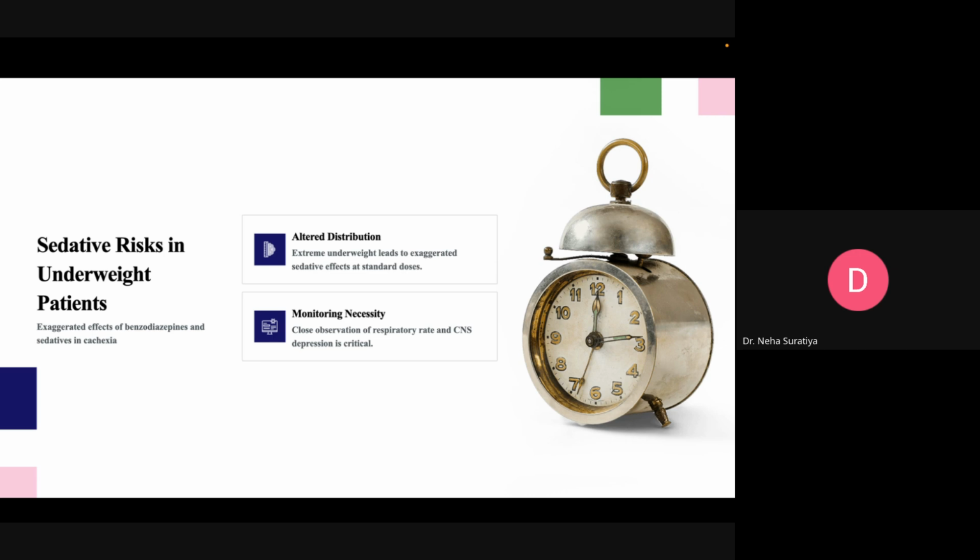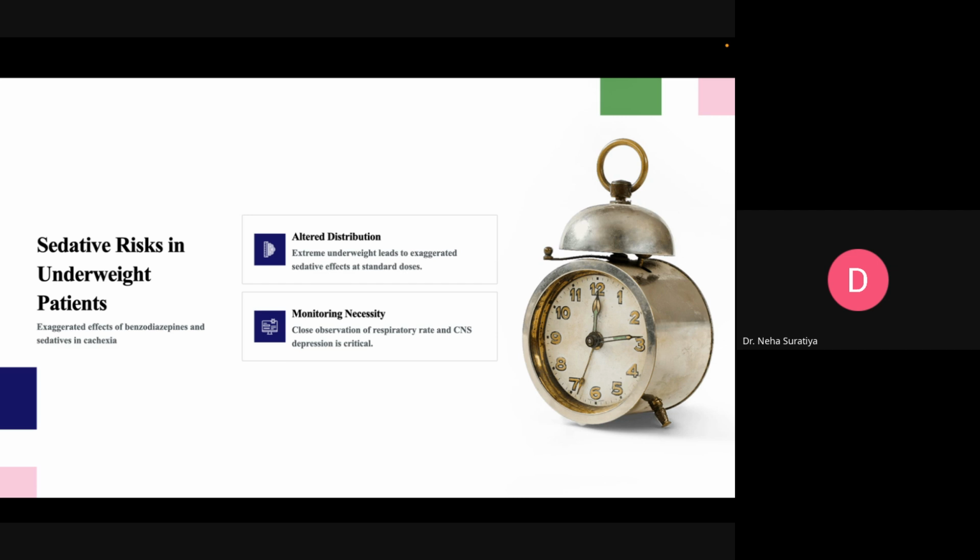So, you will have exaggerated effects if you are using benzodiazepines, opioids, CNS depressants, and so on. Even a standard dose can cause excessive sedation, in some cases respiratory depression, and prolonged drowsiness. These are very common things in the underweight patient. So monitoring is a necessity. Monitoring is critical.